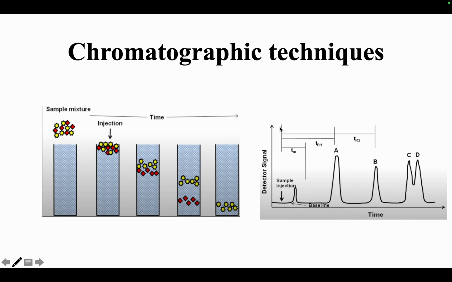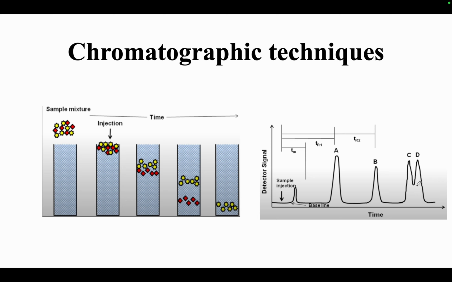Then we have a chromatogram which is generated. So this is a chromatogram. We have a signal, and it can be dependent upon time or the volume of the fraction which we are collecting. These are the different peaks which can be detected by a detector, and these peaks are eluted depending upon the KD value.